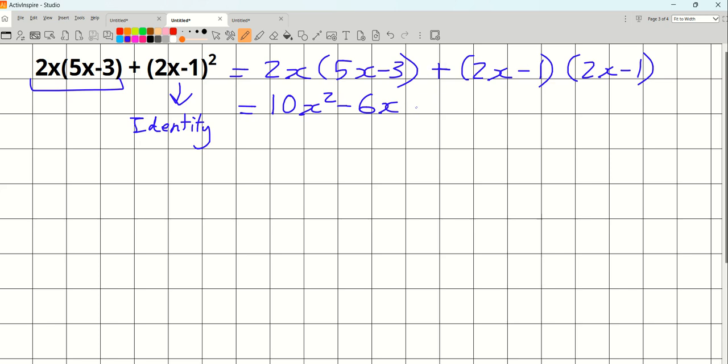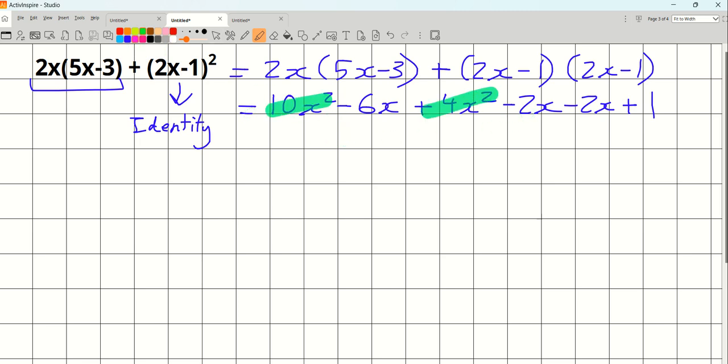Now we go to our next set, which is a double brackets for the identity. This is 2x times 2x, which gives us 4x squared. And then 2x times minus 1, which is minus 2x. Same thing is going to happen again. Minus 1 times 2x, this is minus 2x. And then we have minus 1 times minus 1, which is plus 1. Now we go to combining like terms once again, and I'm going to highlight the like terms once again.